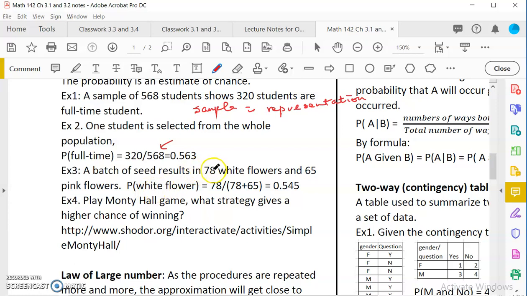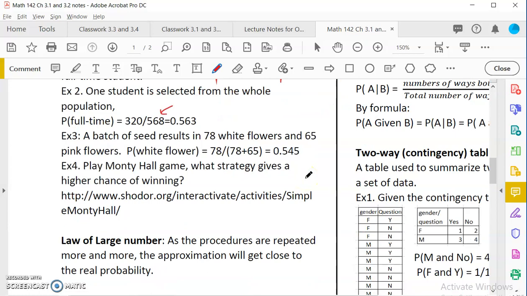So you would say the white flower count would be 78 and it's over the total. So it is over 65 plus 78. So this is the total. Okay, it's kind of like you do a relative frequency. You always add the total. The first one, you don't have to add any total because this is the total already, right? So in some cases you have to add, in some cases you don't. So 78 over whatever you add together, that's 54.5%. So that's a 54% chance of getting a white flower when you plant it the next time.